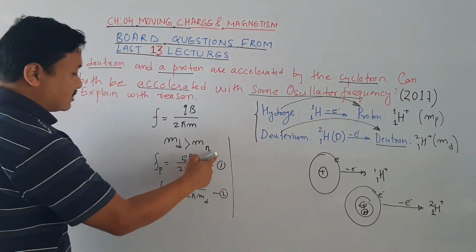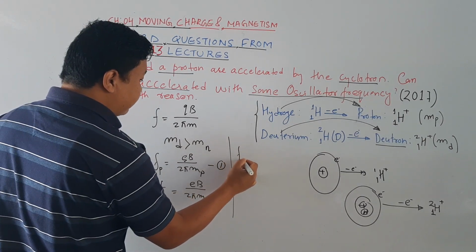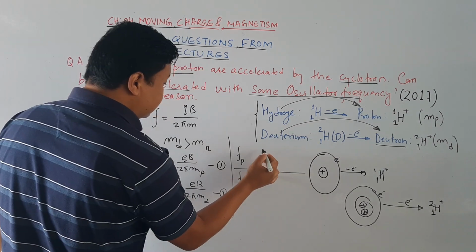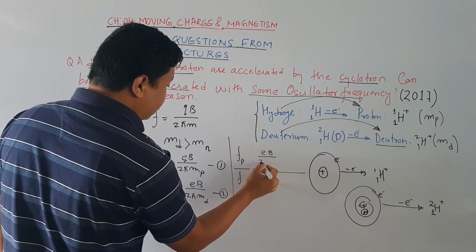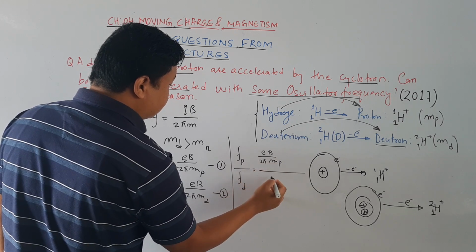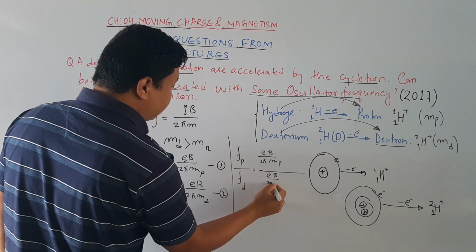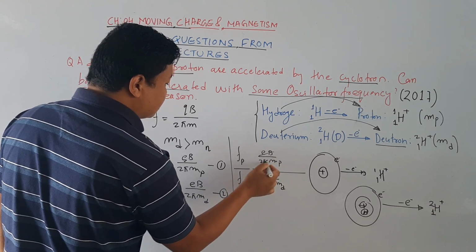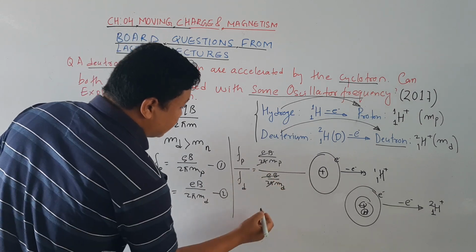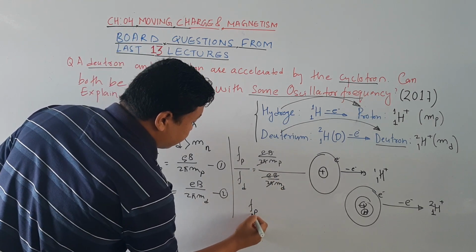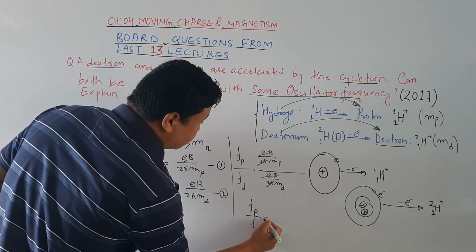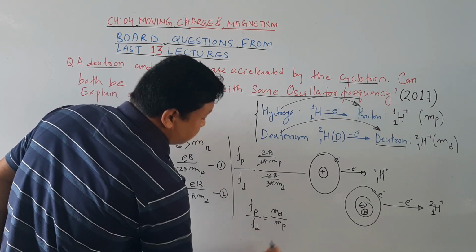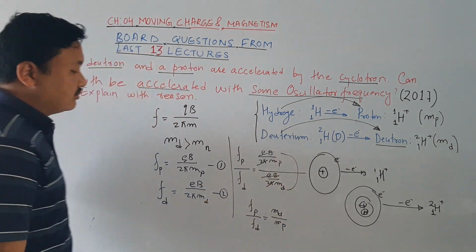So let me divide equation 1 by equation 2. I will get F of P divided by F of D equal to how much? This is E B divided by 2 pi mass of proton, over E B divided by 2 pi mass of deuteron. So E B cancels, 2 pi cancels. So what do I get? I get frequency of proton divided by frequency of deuteron equals mass of deuteron divided by mass of proton, because this will go in the numerator.